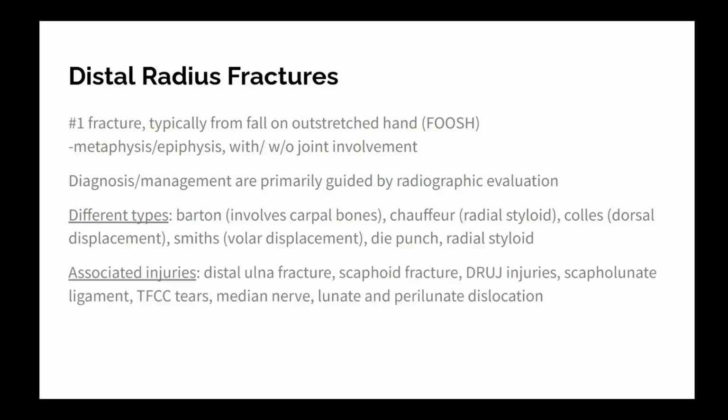There's also a lot of associated injuries with distal radius fractures. That includes the ulna, as in the case of our patient, scaphoid fracture, distal radioulnar joint, scapholunate, TFCC. The median nerve is the most common nerve injury, and then lunate and perilunate dislocations as well.